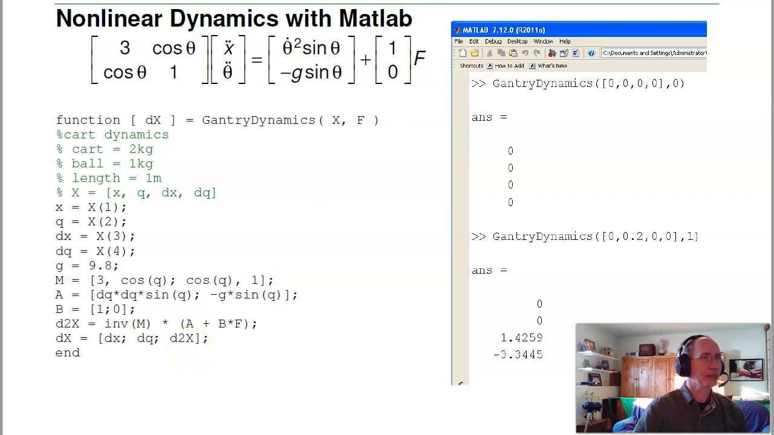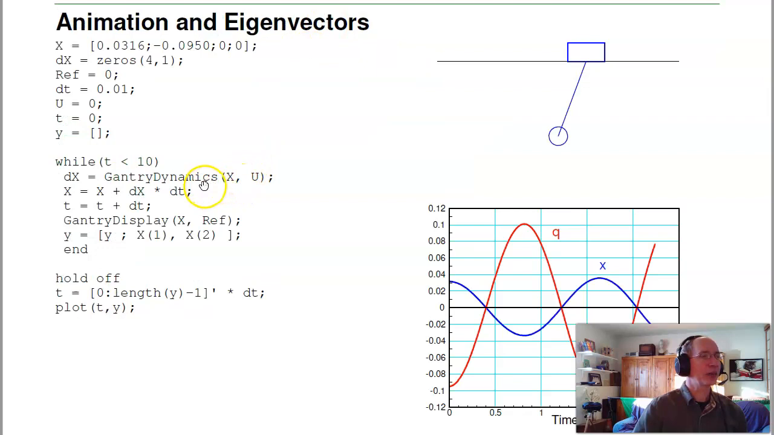To animate it then, I'm going to give it some initial condition. In this case, that was an eigenvector. U is 0. Calculate the dynamics. Basically, what's the acceleration? Integrate. Time goes forward by 10 milliseconds. Display the gantry system. Save the data and repeat.